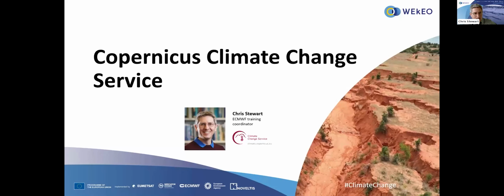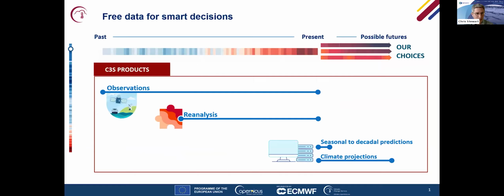So the Copernicus Climate Change Service is one of the 6 Copernicus services. And the purpose is to provide authoritative information on the past, present, and future climate to support mitigation and adaptation by policymakers, also private businesses, and anyone, basically. So the data is completely free, the products and the tools all completely free.